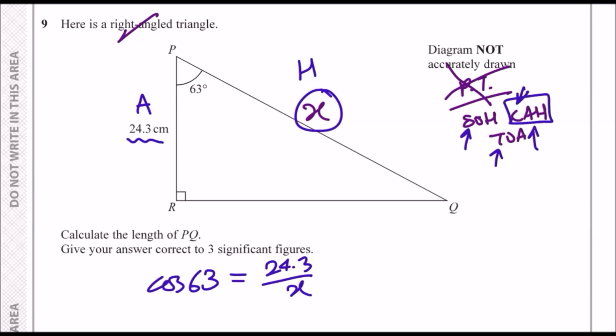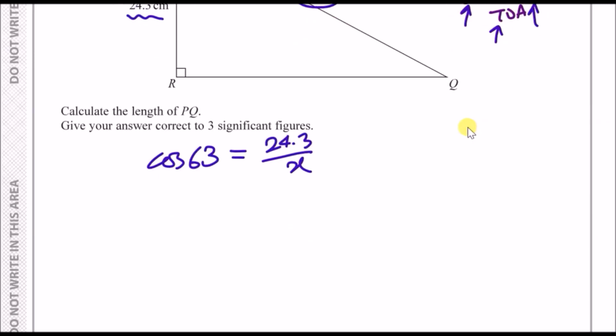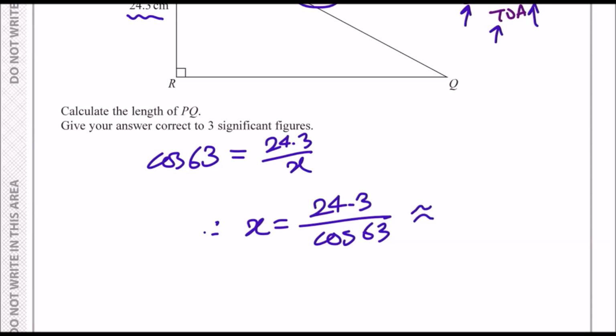And that's it, guys. Then all you've got to do now is rearrange your equation. And to rearrange it nicely, what I would do is multiply by X across and divide by cos 63 across. So you're going to have something like X equals 24.3 over cos 63. Okay, and then when you put this in the calculator, you should get a simple answer of roughly 53.5 centimeters. And that's it.